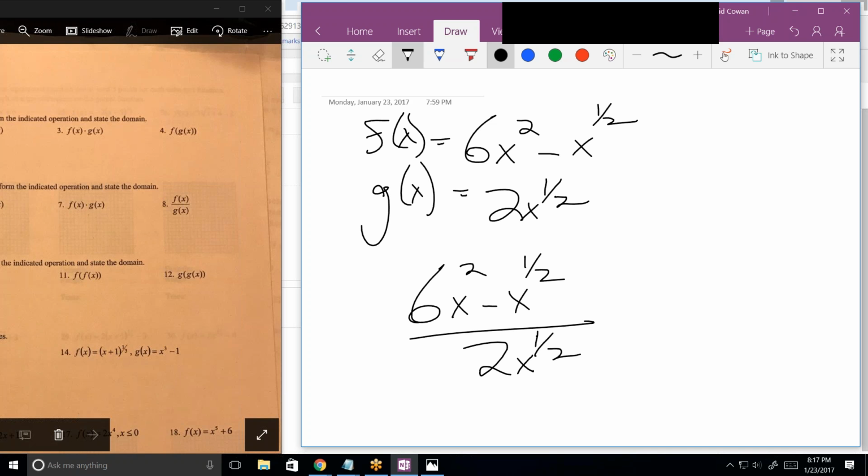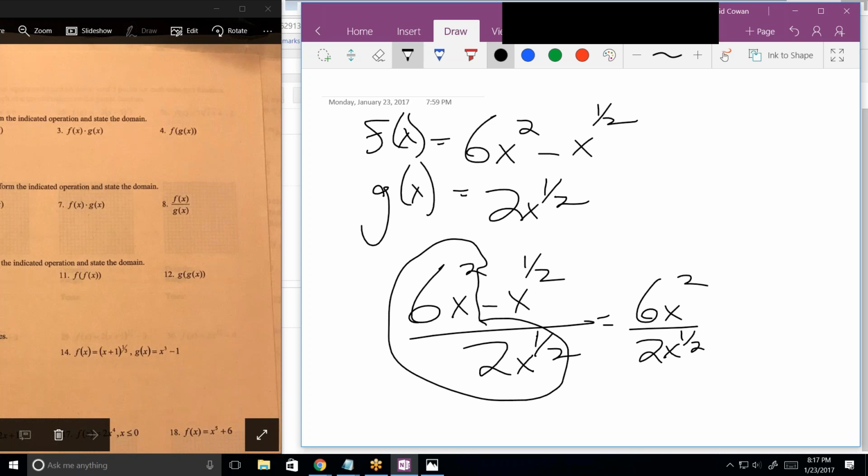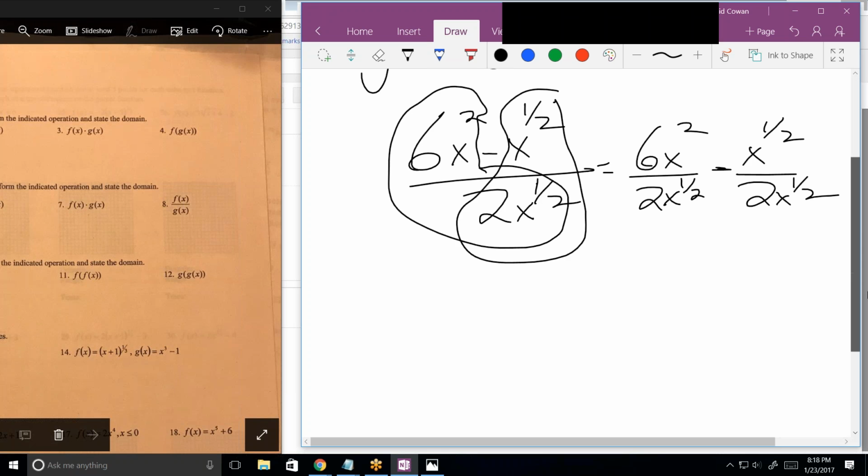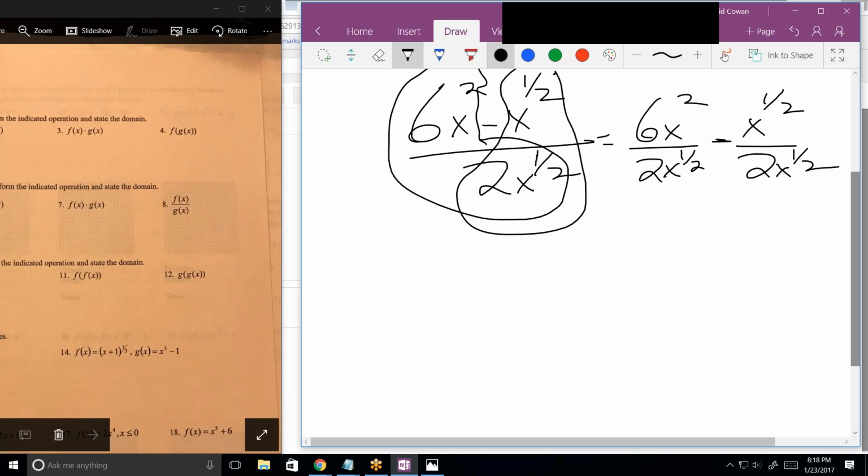The first thing I have to realize that I can do is to separate this into two fractions. In other words, I have that fraction, which is 6x squared over 2x to the 1/2, subtract this fraction, which is x to the 1/2 over 2x to the 1/2. And now it becomes a pretty easy problem. Do it term by term. What's 6x squared divided by 2x to the 1/2?